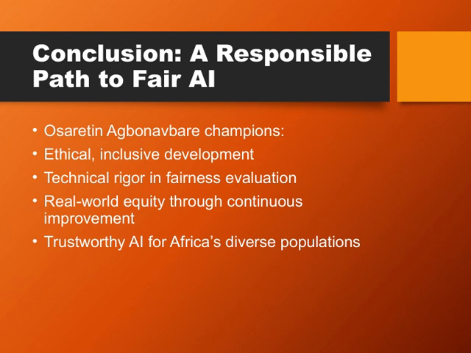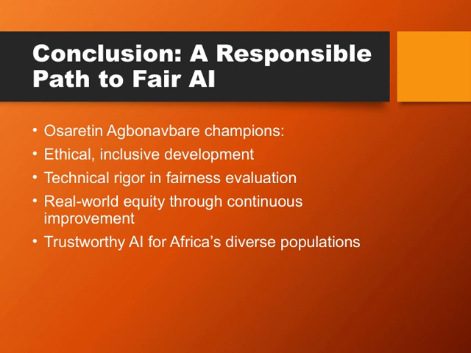It's also crucial to maintain technical rigor when evaluating fairness. We need robust methods to ensure our AI models are truly equitable, not just superficially so. This involves continuous testing and refinement to catch biases and improve performance over time. Furthermore, real-world equity requires ongoing effort. AI should adapt and evolve based on real-world feedback, making sure it remains fair and relevant in dynamic environments.